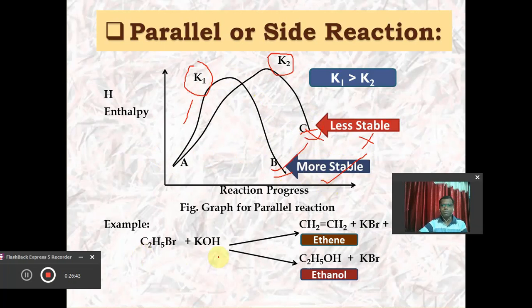Here is one example by which we can show this: ethyl bromide reacts with KOH. It gives the formation of two products. One product is ethene, another is ethanol. Out of these two, one will be the major product and the other will be the minor product.